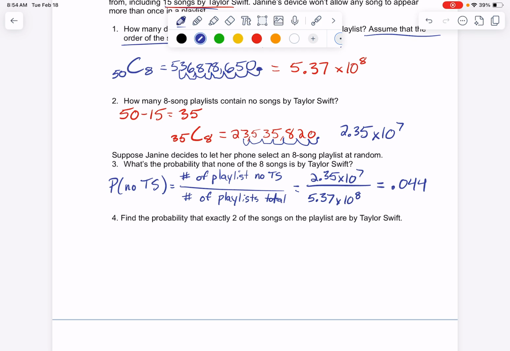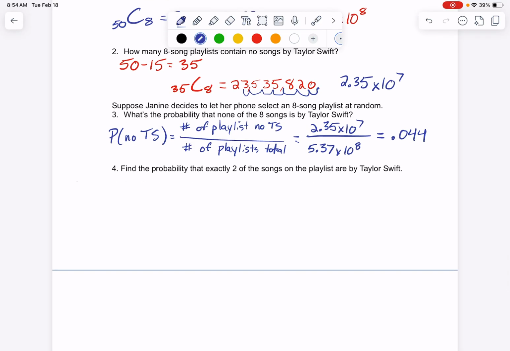Finally, number 4, find the probability that exactly 2 of the songs on the playlist are by Taylor Swift. So what we need is to find the number of combinations of these playlists that have exactly 2 Taylor Swift songs. What that's going to involve is actually 2 different combinations. So the first combination, we have 15 Taylor Swift songs, and we're choosing 2 of them to put into the playlist. And then after that, we need 2 songs to be by Taylor Swift, but we also need 6 songs that are not by Taylor Swift.